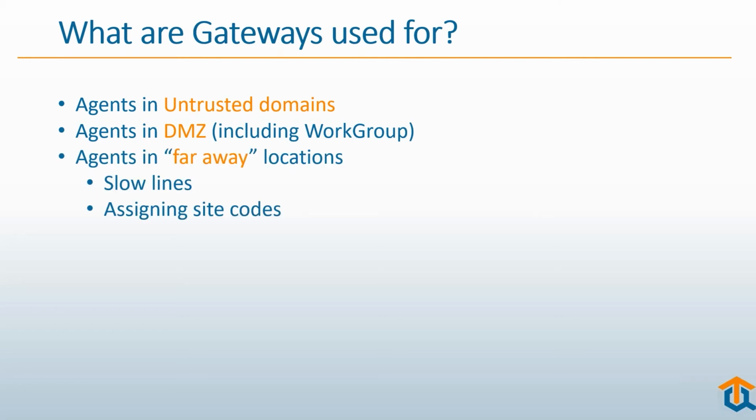Right, the next one, agents in faraway locations. I call it far away, but usually it's because of slow lines. You have to tunnel some data. You have to spread the data load a little bit, or they might lose connection. In this way, you can also assign some site codes to a site behind the gateway. I will explain that later.